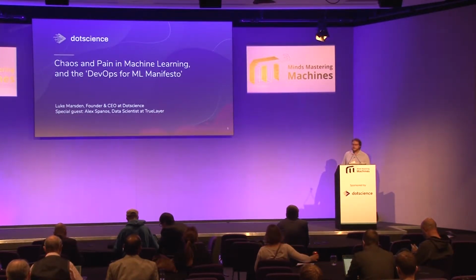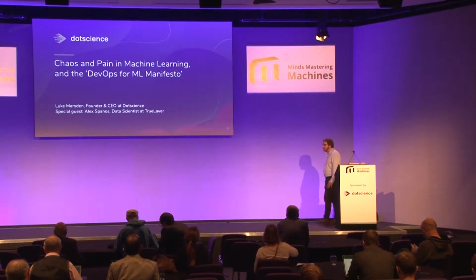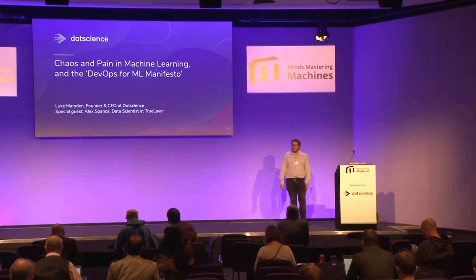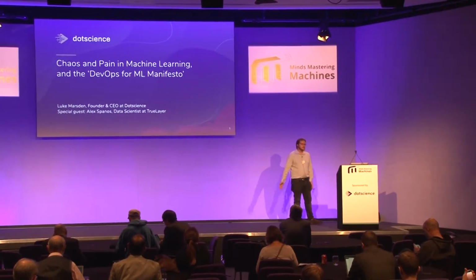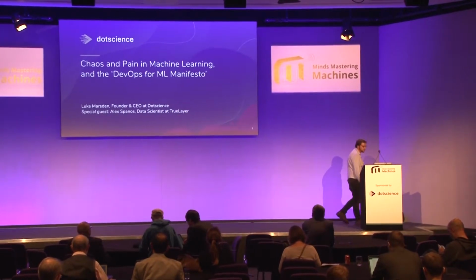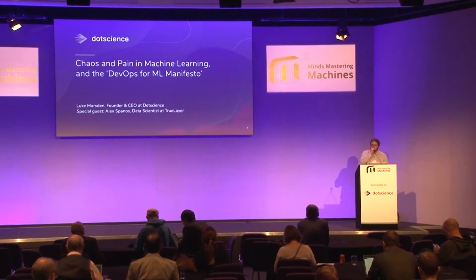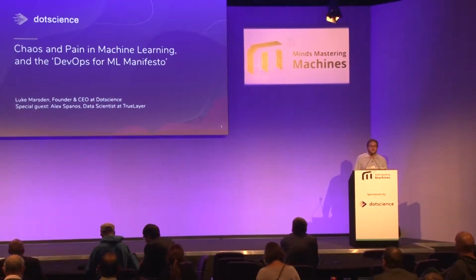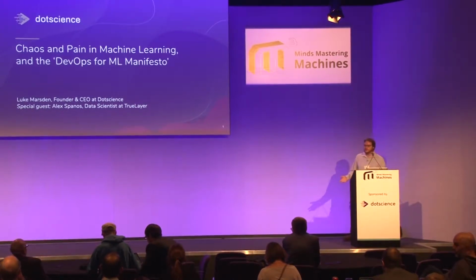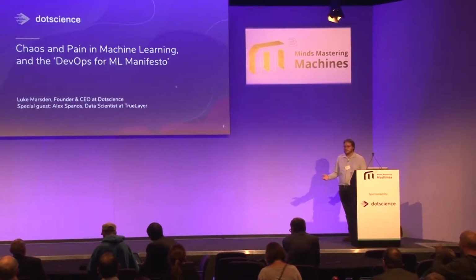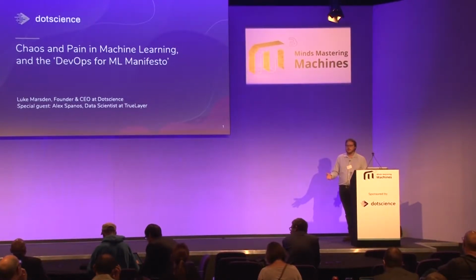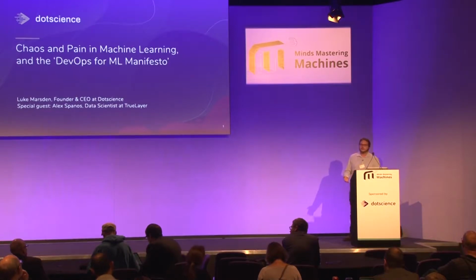I'm going to talk a little bit about chaos and pain in machine learning that we've seen when speaking to people trying to do machine learning projects, and also the DevOps for ML Manifesto, which is some thoughts that we've put together on requirements, really, to do ML as well as software engineering has evolved to do DevOps.